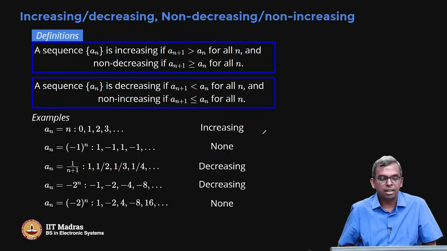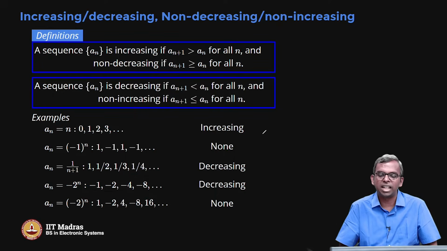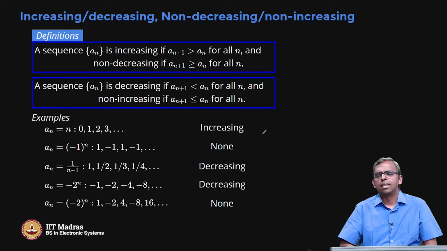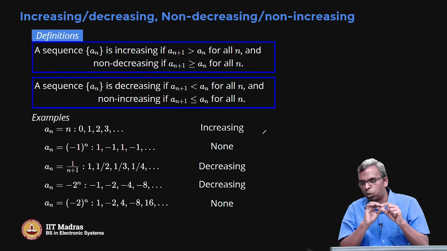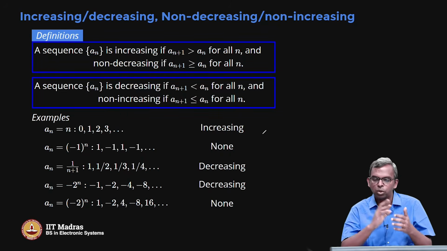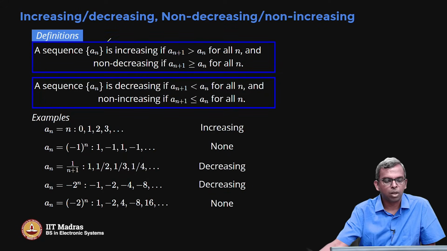The next property is the monotonic property, the increasing, decreasing, non-decreasing, non-increasing property. This is also very important for sequences. Like I said, being bounded puts your sequence within a boundary. Being monotonic is a very strong behavior for the sequence. Together, these two things can simplify your study of sequences. What is the definition?